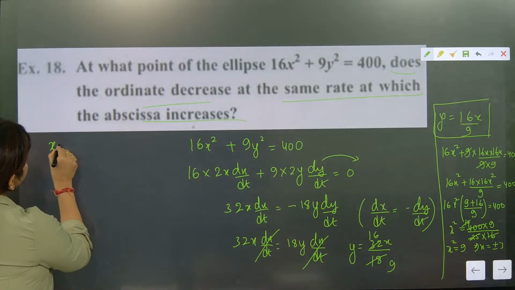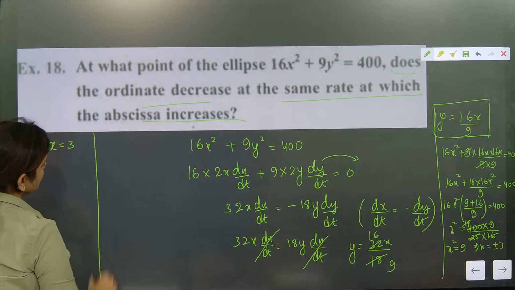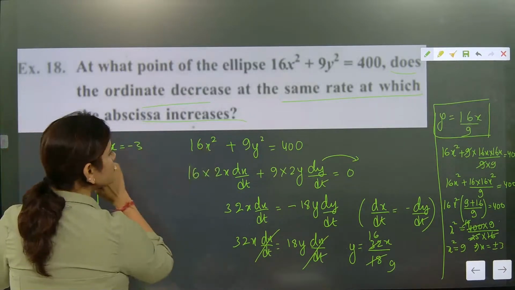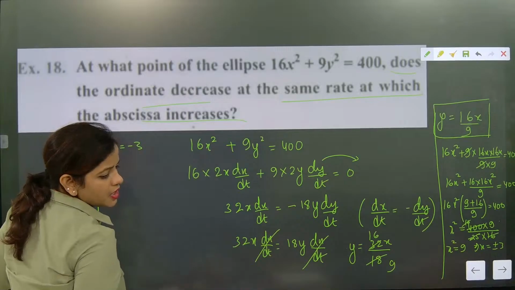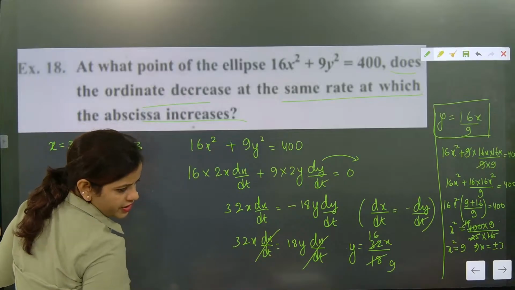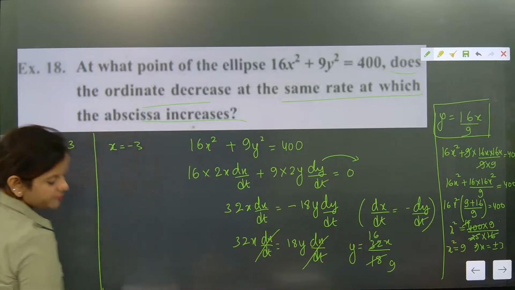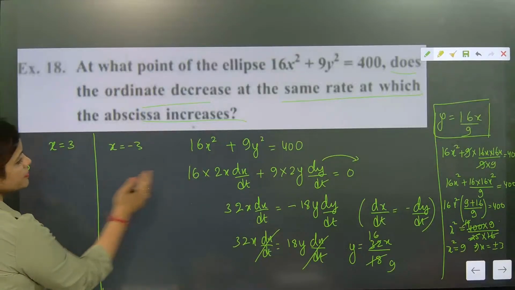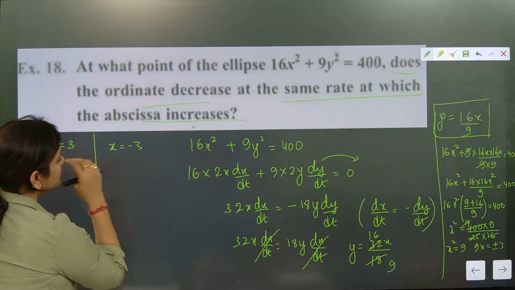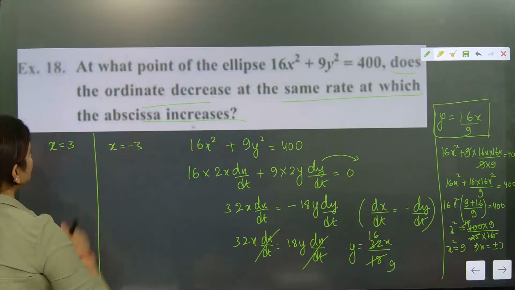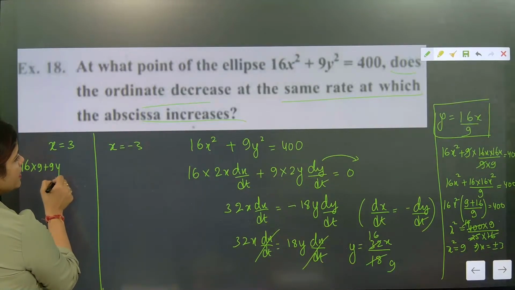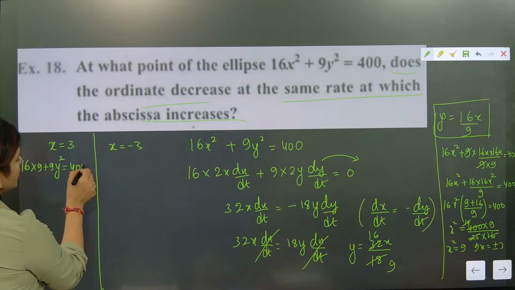So now x is equal to 3, and then we will check x equal to minus 3. When x is equal to 3, will the same answer come or a different answer? We are going to check that. When x is equal to 3, we substitute to get the answer, so 3 squared will come. So 16 into 9 plus 9y square is equal to 400, correct?